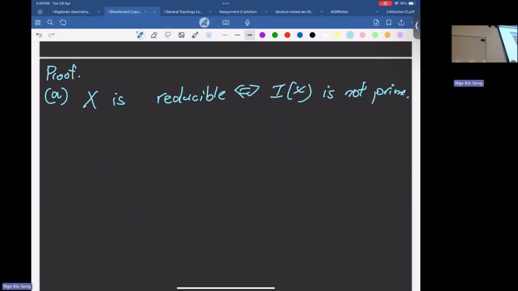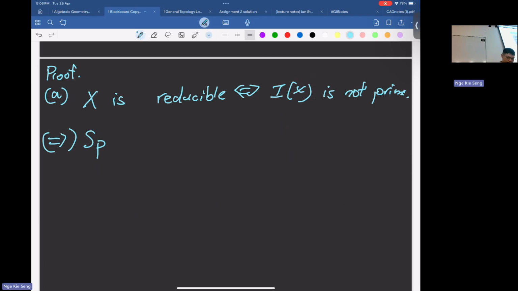I(X) is not prime means what? What's the negation of prime? Prime is: ab in I implies a in I or b in I. So the negation is: a and b not in I, but ab is in I. Okay. Let's do this. So two directions: left to right, right to left.